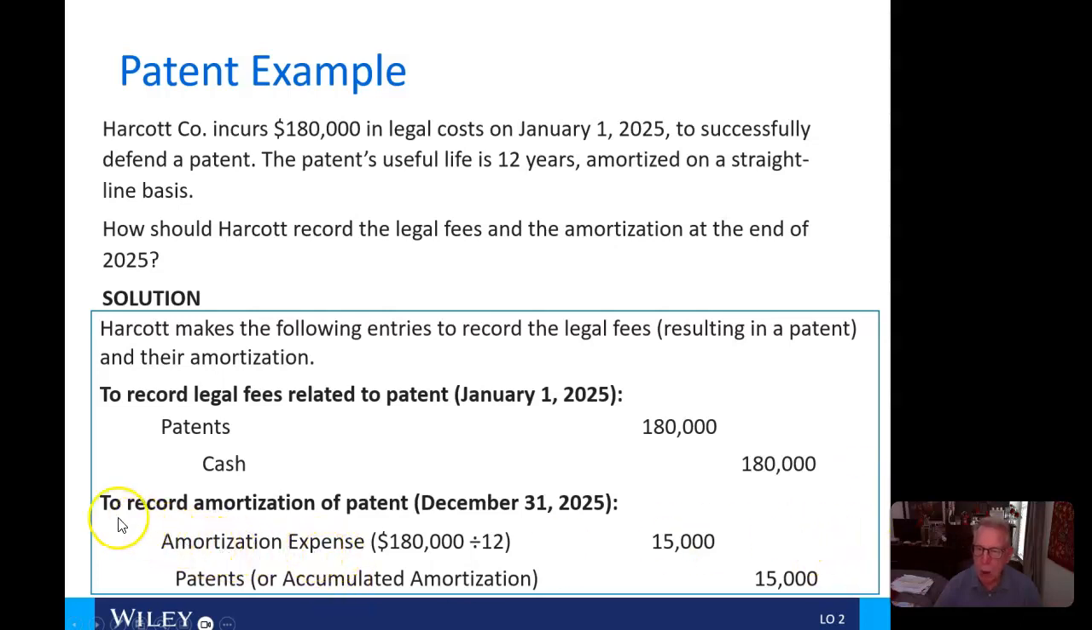And then to record the amortization of the patent, we're going to take the 12 years of useful life divided into 180,000, and the amortization expense will be 15,000, and we'll reduce patents or create another account, accumulated amortization, for 15,000.